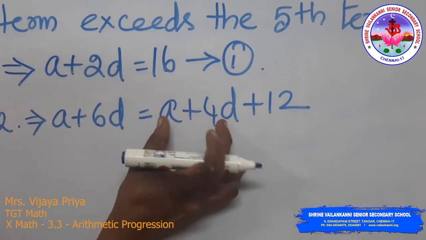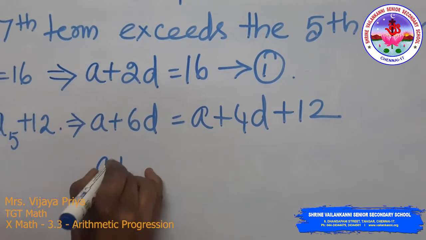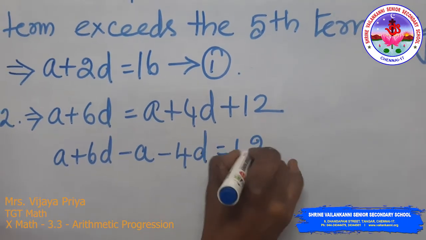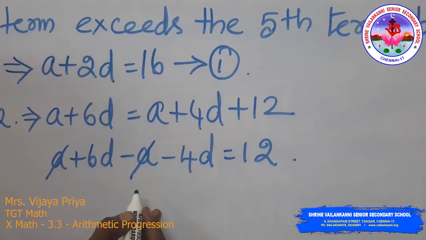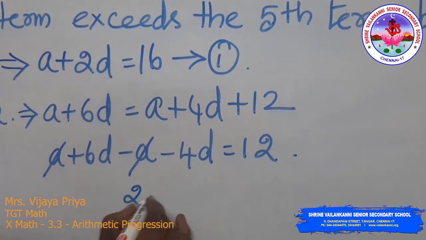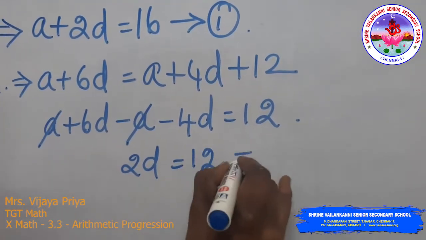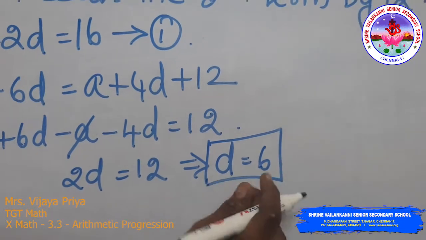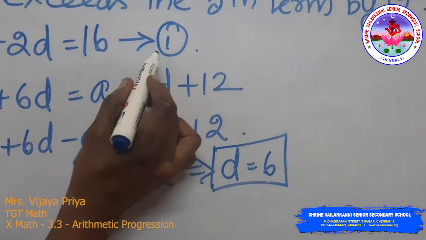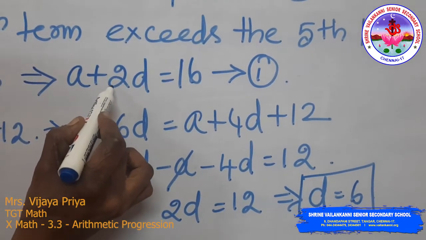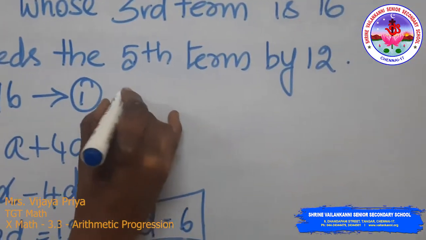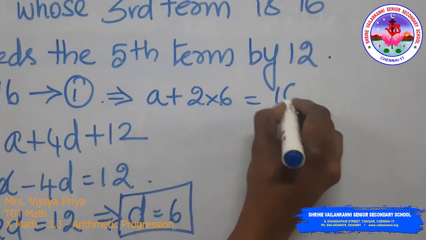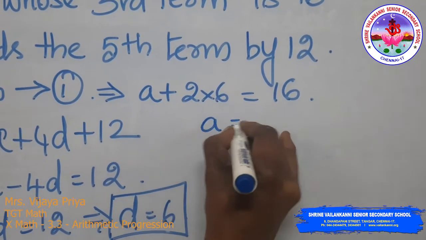I am taking a and d to the left side. So I will get a plus 6d minus a minus 4d, which is equal to 12. Plus a minus a gets cancelled. 6d minus 4d, I will get 2d is equal to 12, which implies d is equal to 12 divided by 2, which is 6. So I am going to substitute d is equal to 6 in the first equation to find the value of a. a plus 2d, so 2 into 6, which is equal to 16, where a is equal to 4.